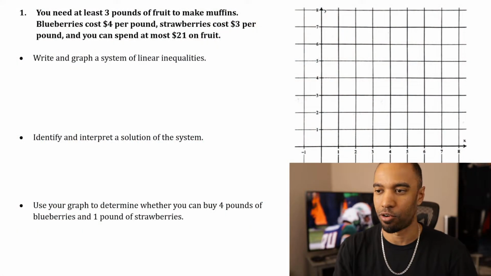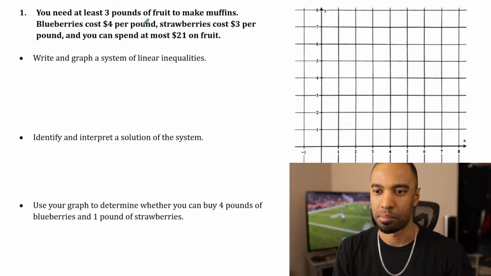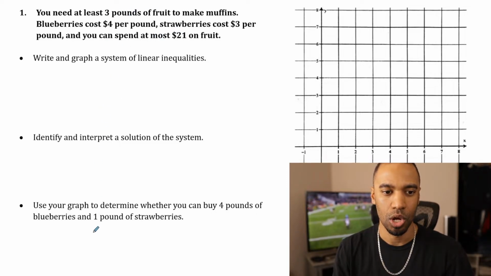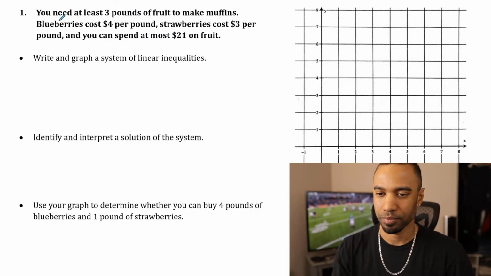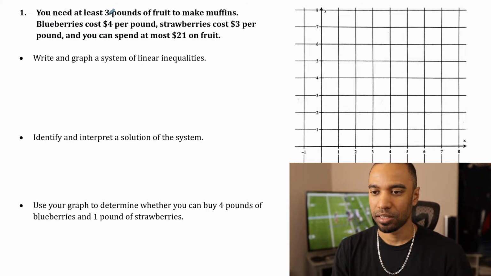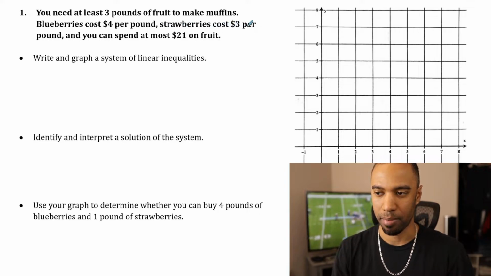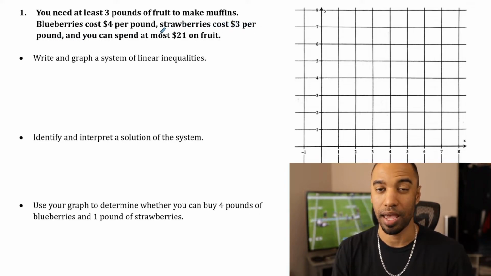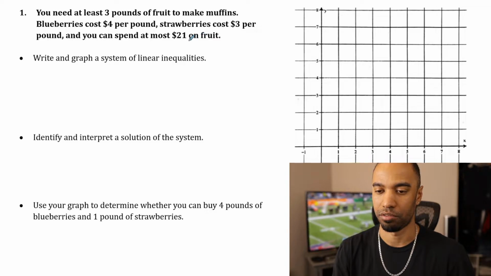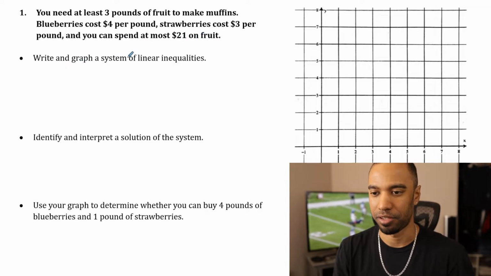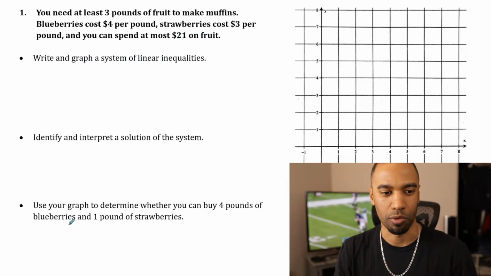All right, so without further ado, let's go ahead and get started. I have 4 problems, like I said, to show you. Here's my number 1 in bold. Here's the situation. We're going to go ahead and answer some stuff. All right, number 1. You need at least 3 pounds of fruit to make muffins. Blueberries cost $4 per pound, strawberries cost $3 per pound, and you can spend at most $21 on fruit. Write and graph a system of linear inequalities, and after that we'll be doing some more stuff.